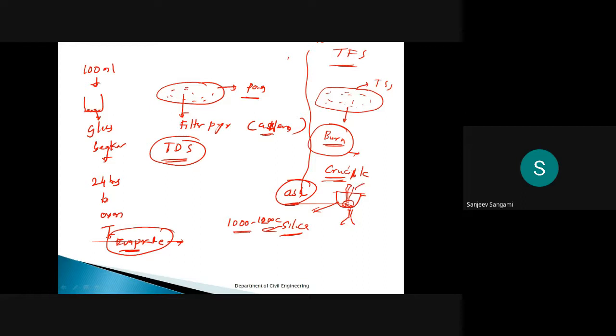Those solids that escape are the total volatile solids, and those solids that are retained here in the crucible, fixed at the bottom, are the total fixed solids.